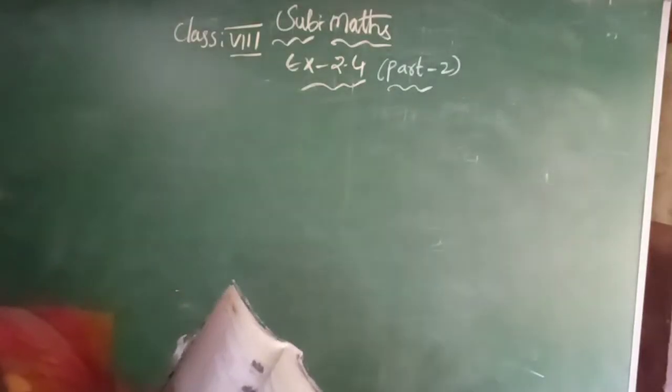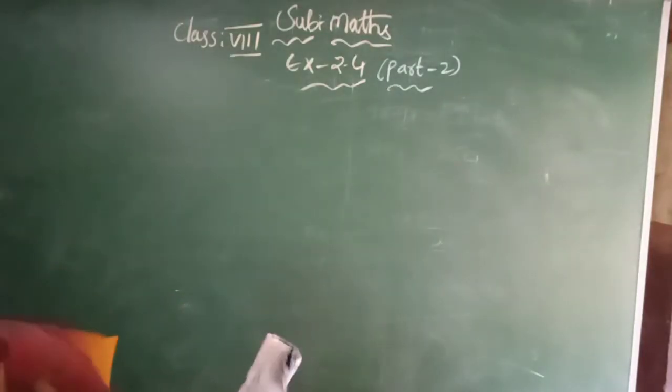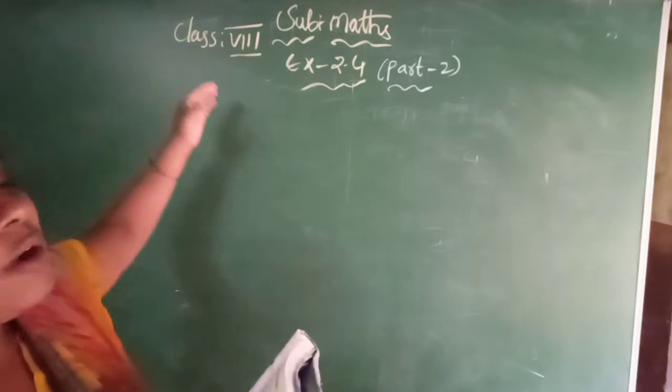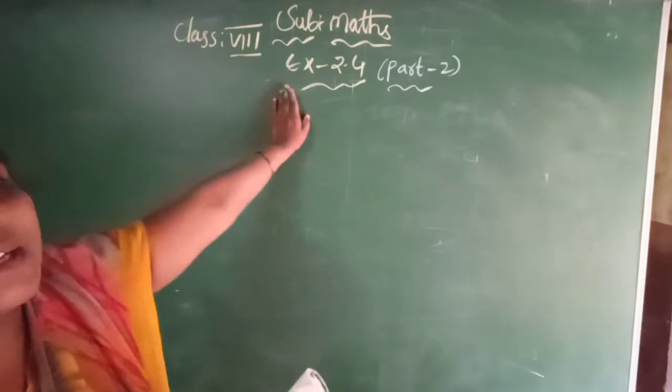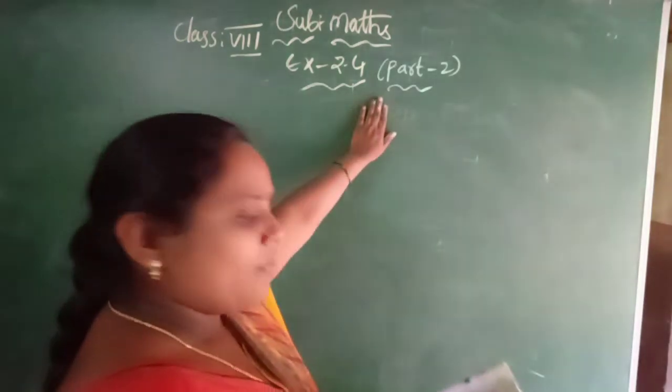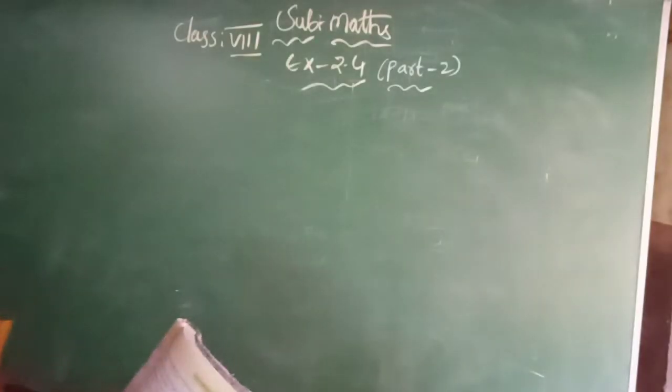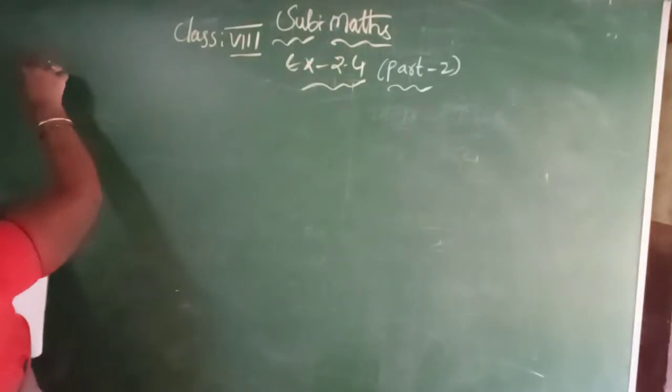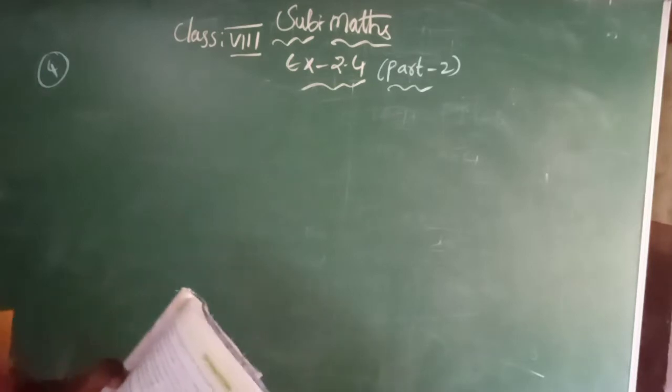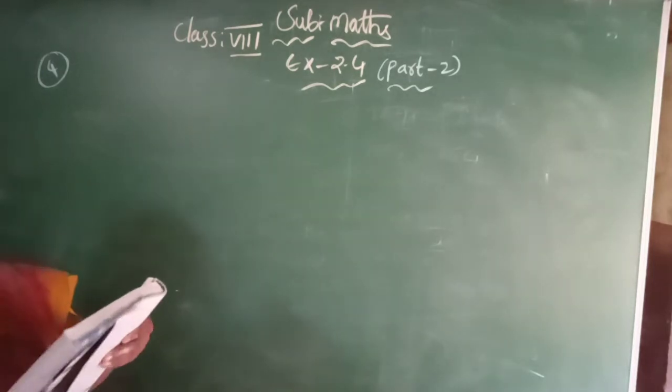Exercise 2.4, part 2 explanation. Up to 3 problems were completed in part 1. Now I am going to tell you, class 8, exercise 2.4 part 2 from the 4th problem onwards. So what is the 4th question given here?